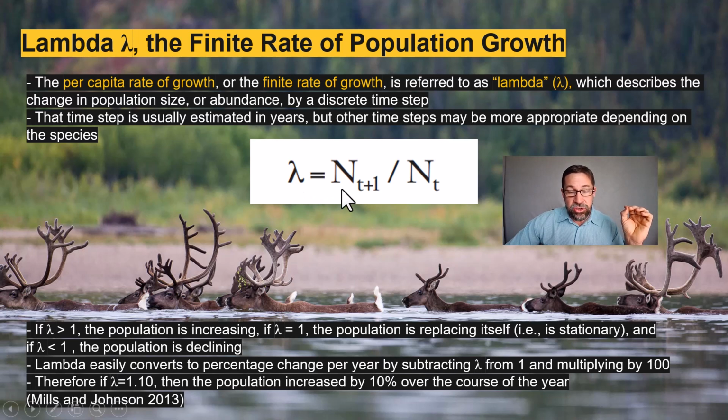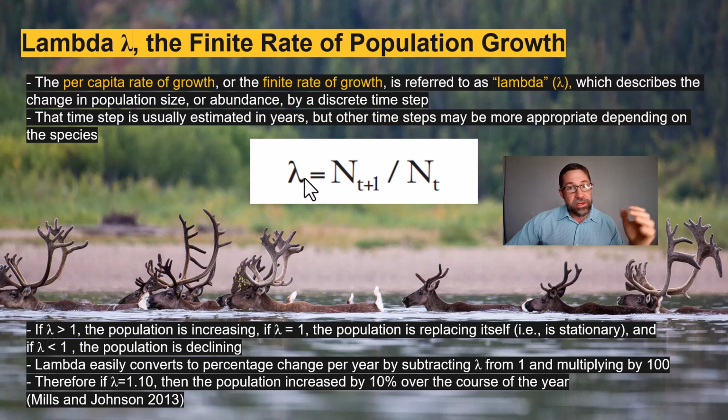Lambda is just a function of population abundance N at time step t plus 1, the next time step, relative to the original population abundance. So if lambda is greater than 1, that means the population is increasing. If lambda is 1, that means the population is stable, and the population abundance, the numerator here, was equal to the denominator. This number divided by this number equals 1. And if lambda is less than 1, it means the population is declining.